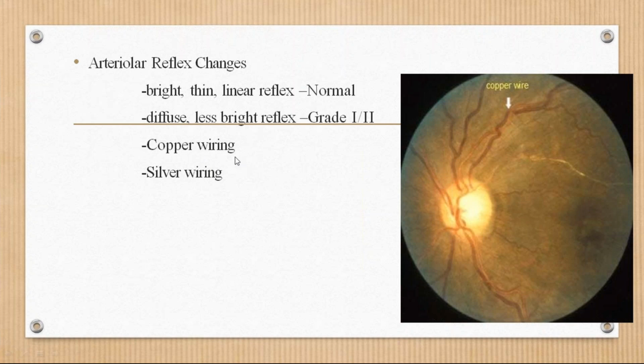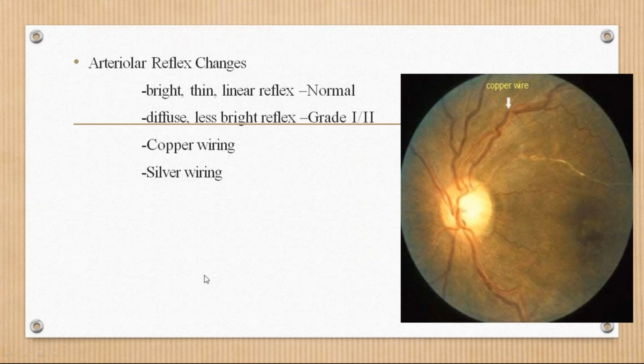So there will be copper wiring and silver wiring. I'll let you know what these copper wiring and silver wiring are. So in arteriolar reflexes, we see these types of changes. In grade 1 and grade 2, there will be a diffuse and less bright reflex. Further, in grade 3, there will be copper wiring, and in grade 4, there will be silver wiring. What is this copper and silver wiring? I'll tell you later. So regarding arteriolar reflexes, these are the changes we see.